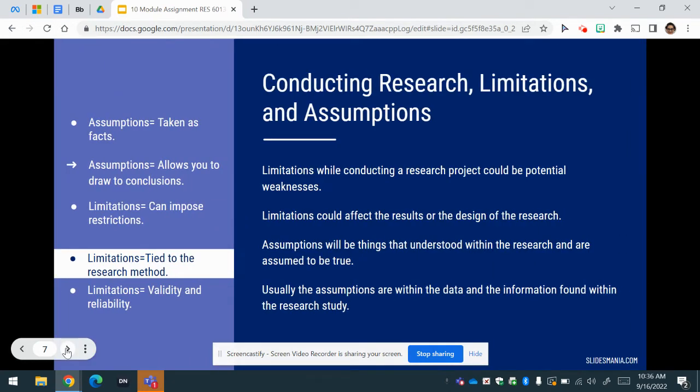So conducting research, limitations and assumptions. Okay, so assumptions can be taken as facts. Assumption allows you to draw conclusions. Limitations can impose restrictions. Limitations are tied to your research method, and limitations need to have validity and reliability. Limitations while conducting a research could potentially be a weakness if we're not careful. Limitations could even affect the result of our design of the research. So we need to make sure that the assumptions that are within our study, that people are going to assume that they are true. So we have to make sure that we are conducting a factual research study.